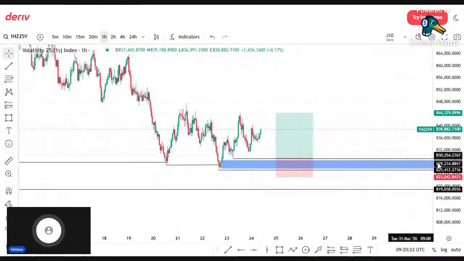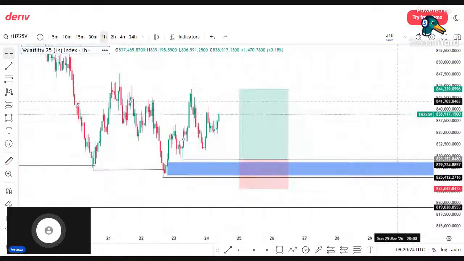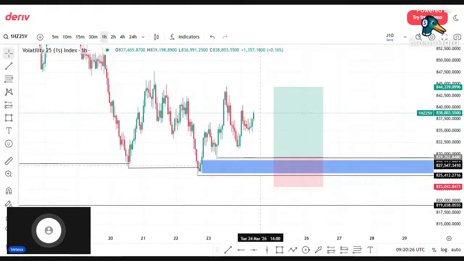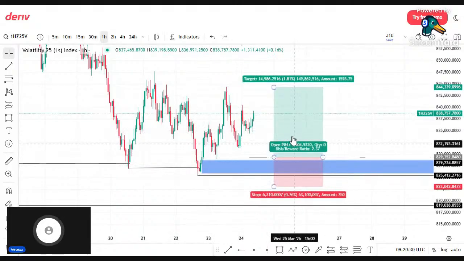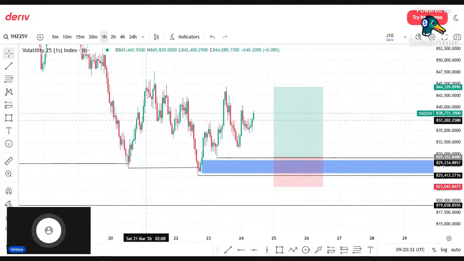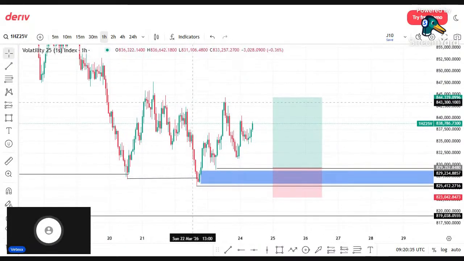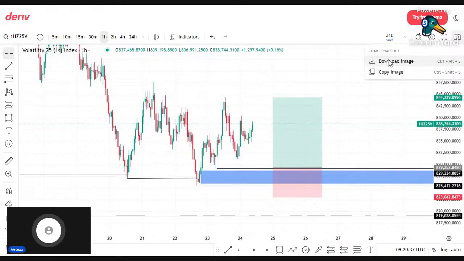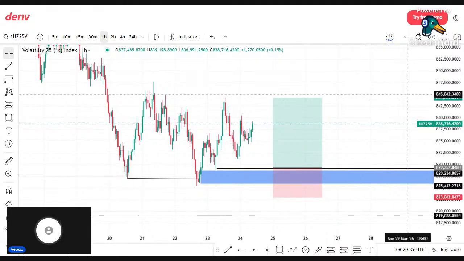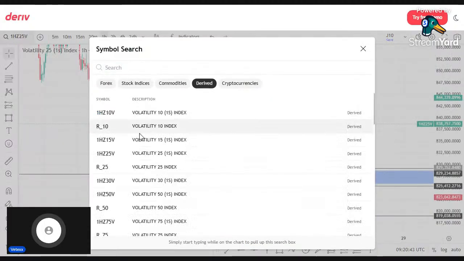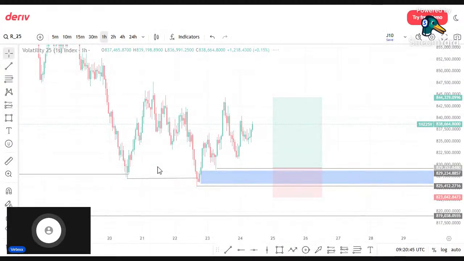So I'm going to share this to the Telegram community, so every one of you will be on the lookout. Immediately price taps into the point of interest, you look out for your confirmation entry, then you take the buy. So this is what we have on V25 one index, and I'm going to download that and send it to the Telegram. So the next pair we'll be checking is going to be V25.